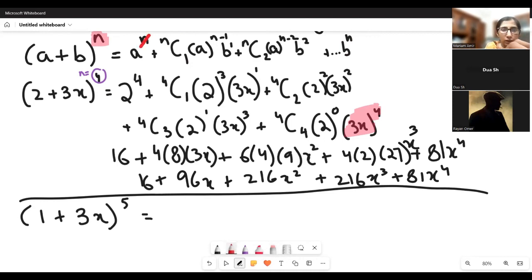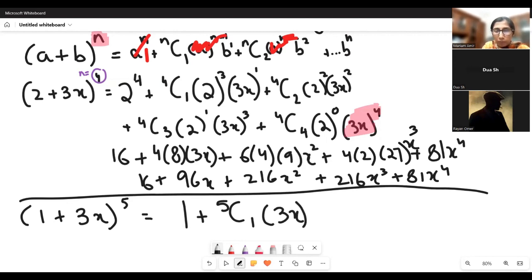So this becomes 1. This can be ignored because when you multiply by 1, it's the same value. This can be ignored. So you can ignore a completely and change it into 1. The first value would be 1 power 5, which is 1, plus 5C1. Then the a term can be completely ignored because any power of 1 is still 1, and you just write the b term.